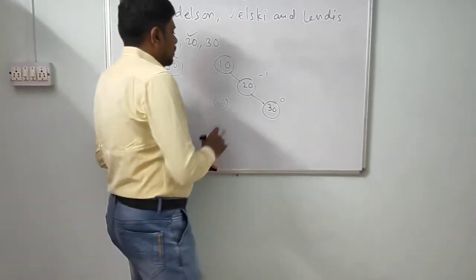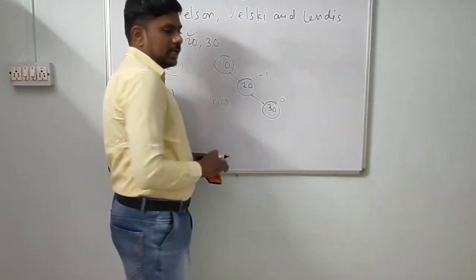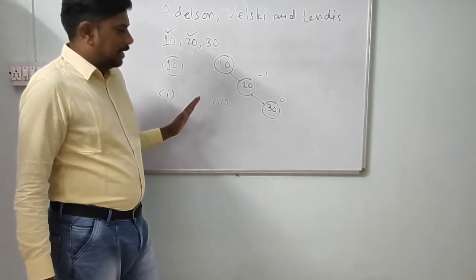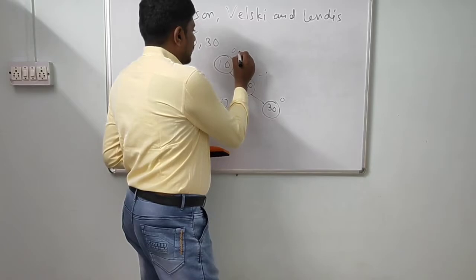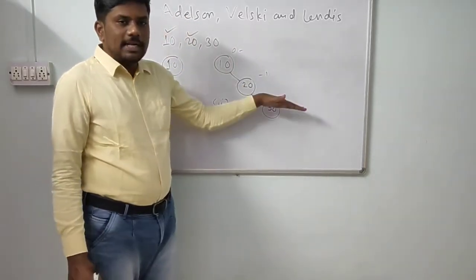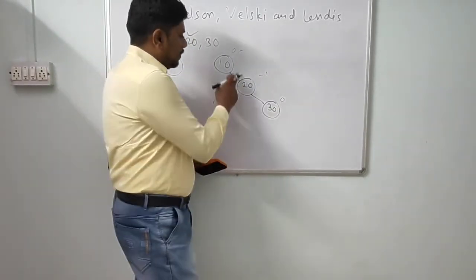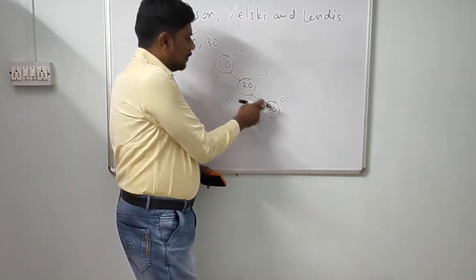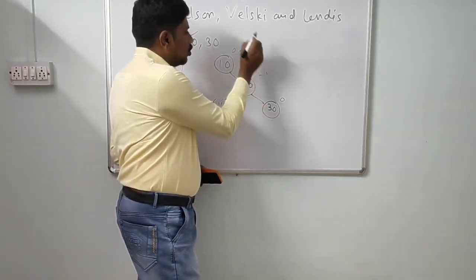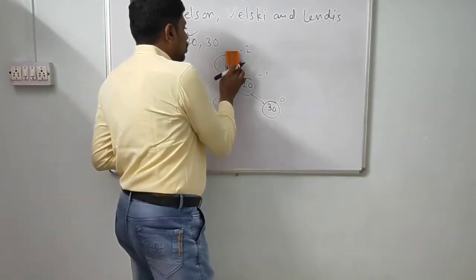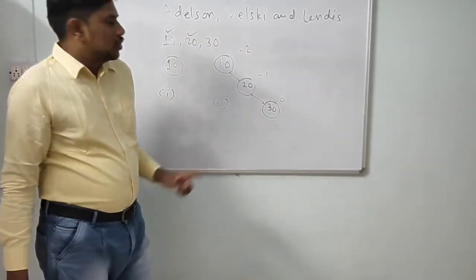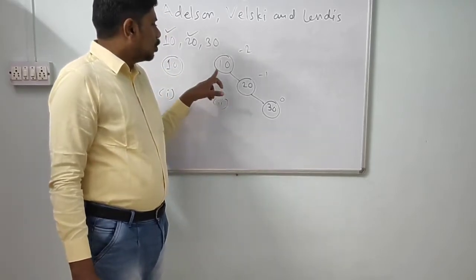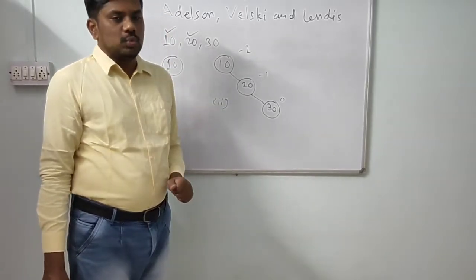Next, what is the balance factor of 10? The height of the left subtree: there is no left subtree, so the height is 0. And the height of the right subtree: check the number of edges in the longest path from the node to its leaf. So 1 and 2. So 0 minus 2. The balance factor of 10 is minus 2. So is it an AVL tree? No, because the balance factor of the root is minus 2.